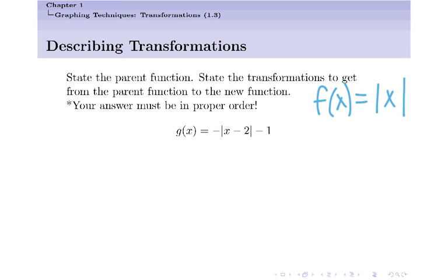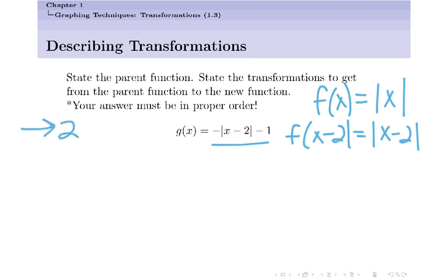Okay, so now here's my parent function. Now I need to figure out how to get to here. I like the horizontal shifts first. So wherever I see an x, I'm going to replace it with x minus 2. All right, well, what kind of change is that? That's to the right 2. And then I have to negate the entire thing. So I'm negating my previous step. That's a negation on y, so that's going to be a reflection over x.